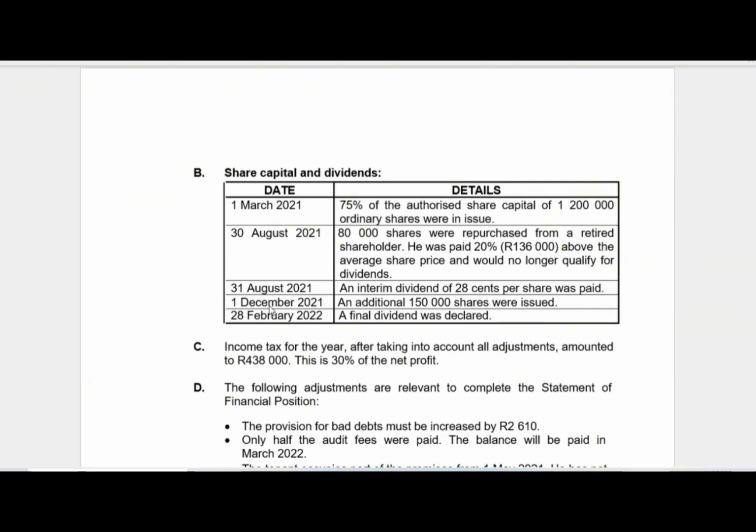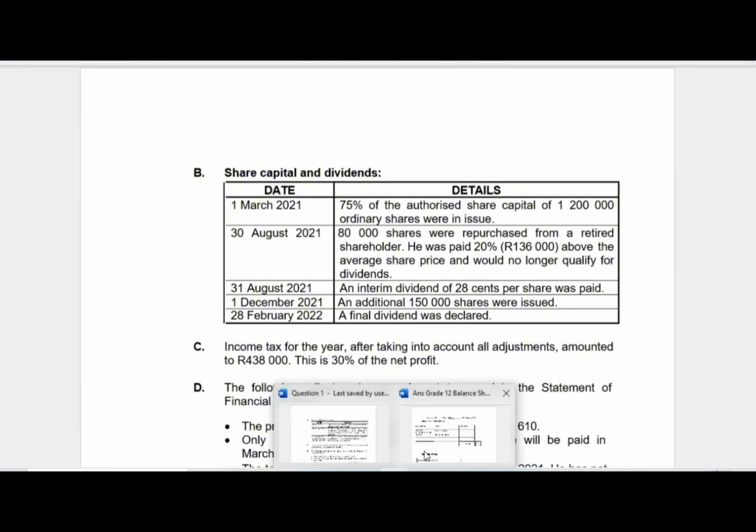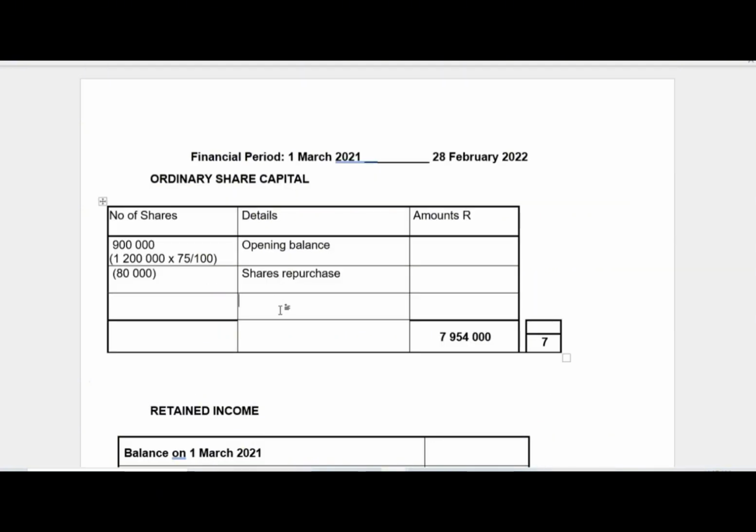Let's go to the next additional information, the one that happened on the 1st of December 2021, which is additional information number 4. It says an additional 150,000 shares were issued, right? So there's an additional issue of shares. To record this one, you're just gonna go to the answer sheet and say additional shares issued.